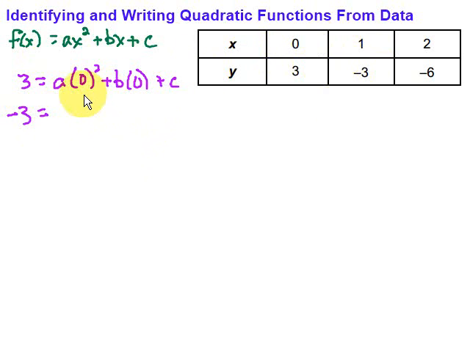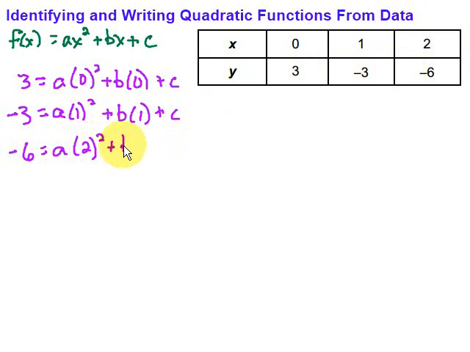So we have negative 3 going in there for the y. Then a times x, my x is 1. So it's going to be 1 squared plus b times 1 plus c. And then finally my last ordered pair. Like so.